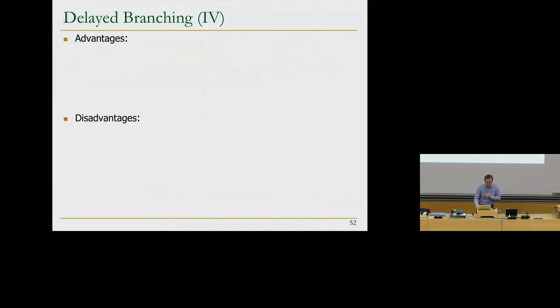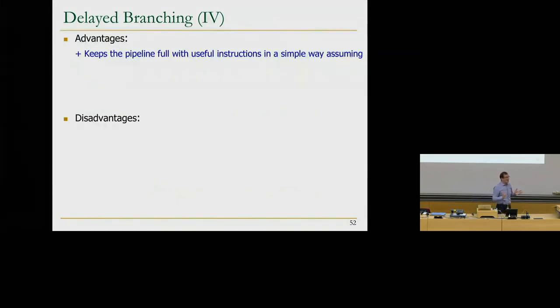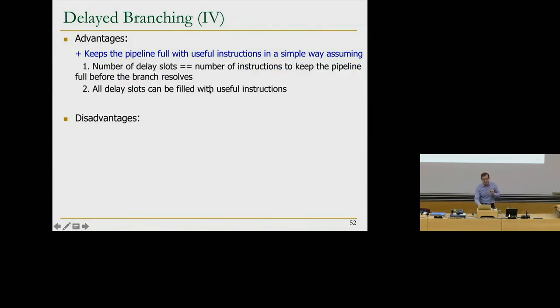Okay, so let's talk about the advantages and disadvantages of this. Clearly, this is a good idea if you can satisfy some conditions. It's an idea that can keep the pipeline full with useful instructions, assuming 2 conditions hold. One is the number of delay slots is equal to the number of instructions to keep the pipeline full before the branch resolves, right? So you need to determine this. And the second is also very important. All delay slots can be filled with useful instructions. This idea is useless if you're going to insert no-ops into the delay slots, right? Because you're not going to gain any performance with that no-ops.